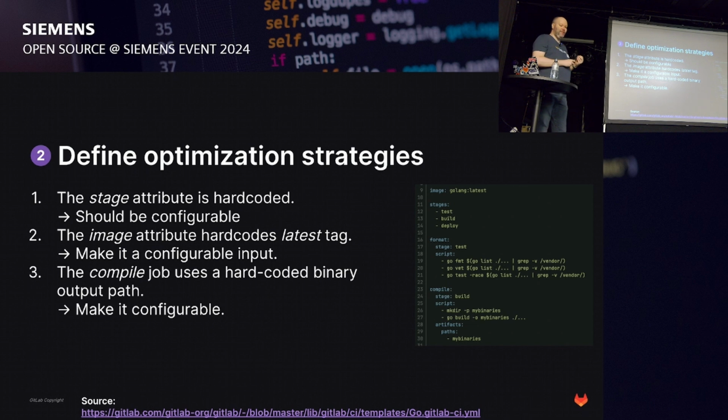Then I can define optimization strategies. So the stage attribute is hard-coded. We want to configure that. The image attribute is hard-coded, especially using the latest tag, which is something I totally want to avoid with components. The compile job uses a hard-coded binary output path. So it's using my binaries. Probably I want to use something else and make it configurable.